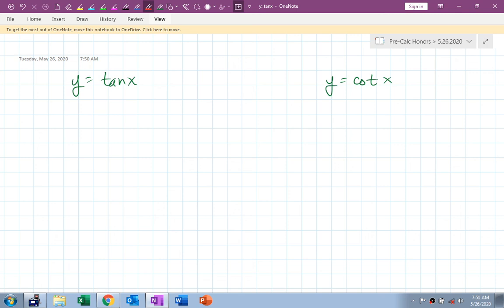So we have tangent and cotangent. Both of these have no amplitude. The period for both of them is pi. It's always a distance of pi. And both of these actually have vertical asymptotes. Right, both of them do.